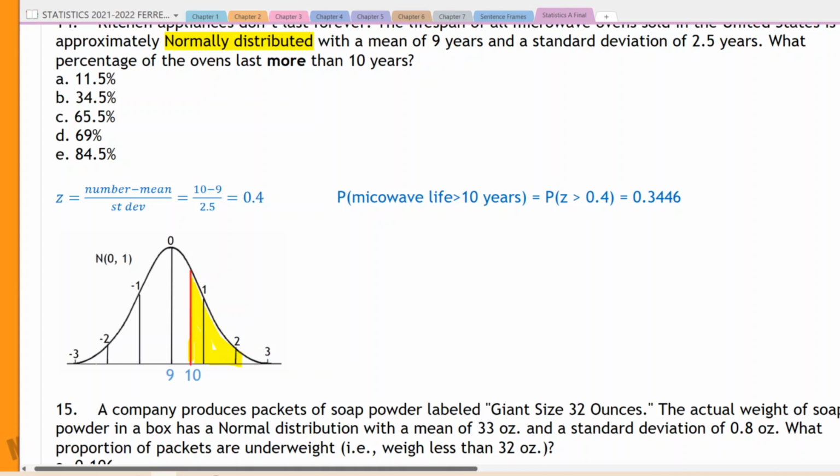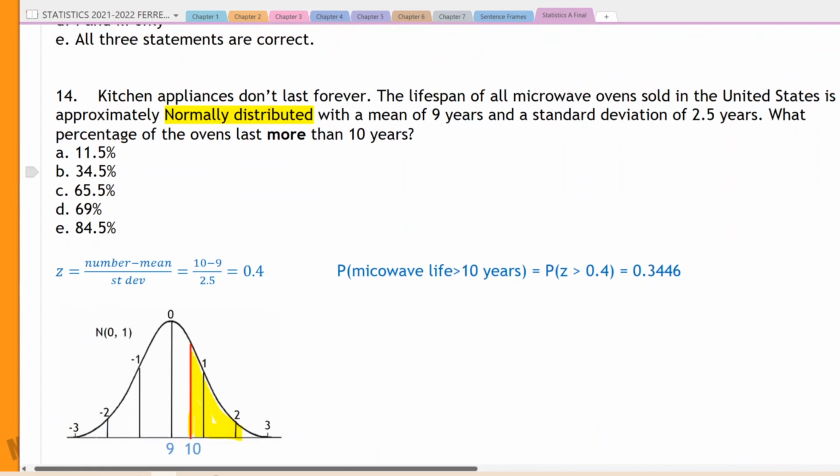And all of this should make sense if we've been over here with our stats for the better part of a semester at this point. So there we are with about 34.5%. That's the closest to what we got off of our calculator.